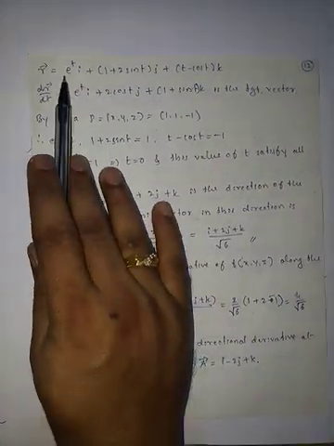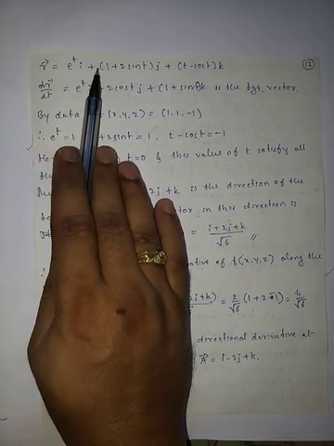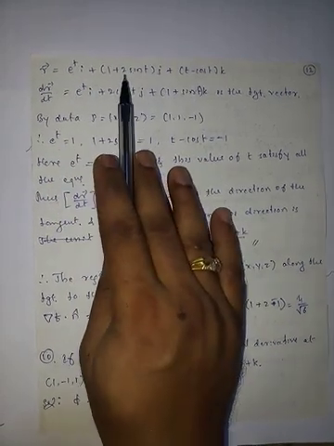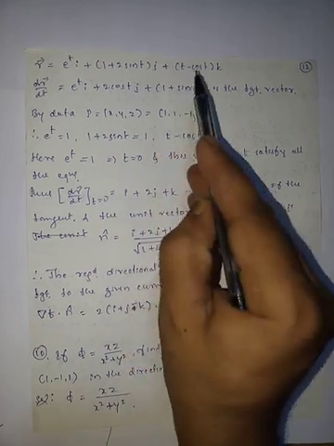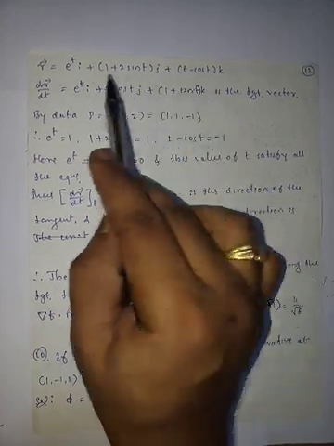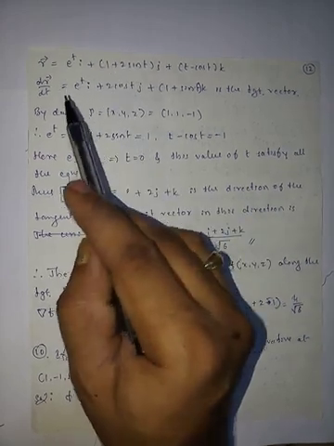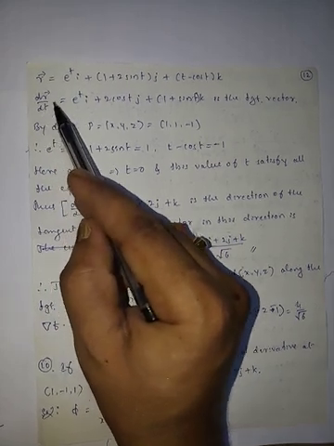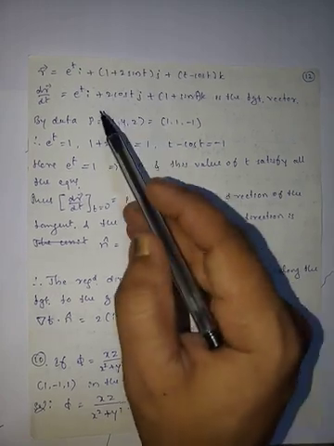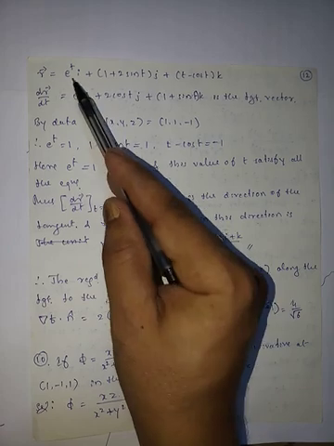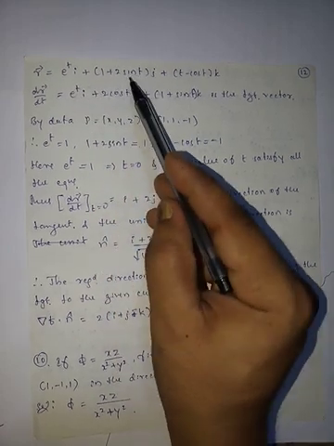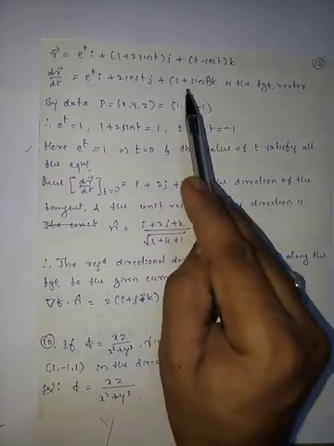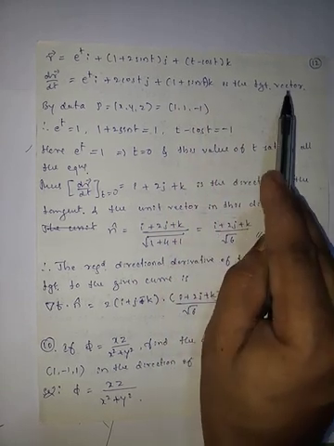See, so vector r, so that we can take as xi plus yj plus zk. So x is e raised to t, y is 1 plus 2 sin t and z is t minus cos t. Okay, so this is the given vector. Now we have to find out tangent. So tangent is given by dr by dt. So this dr by dt gives e raised to t, differentiation of e raised to t is e raised to t, then differentiation of 1 plus 2 sin t is 2 cos t into j, plus differentiation of t minus cos t is 1 plus sin t into k. This is the tangent vector.